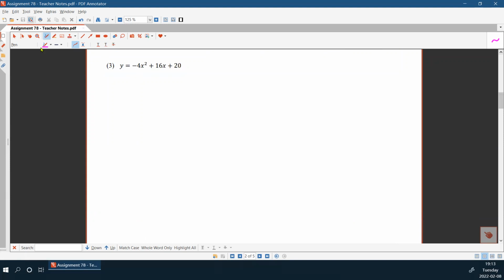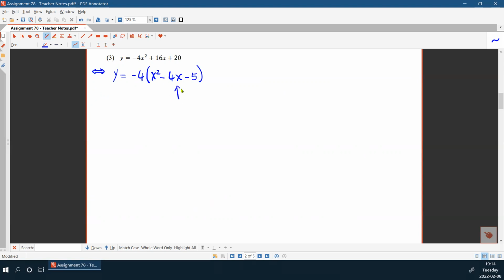Next one, we can just follow the same method. First of all, convert it to the vertex form. The original expression is equivalent to y equals -4, put it in front, right? So what's left in the brackets is x squared -4x, then -5, right? Yeah. Okay.